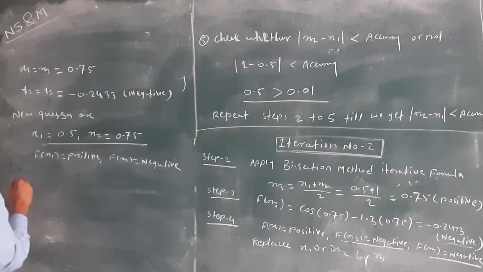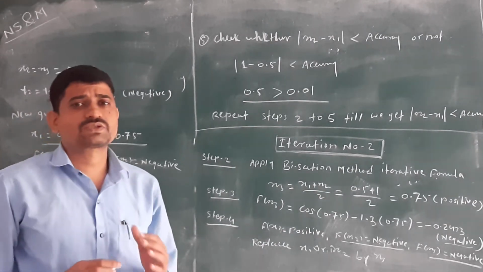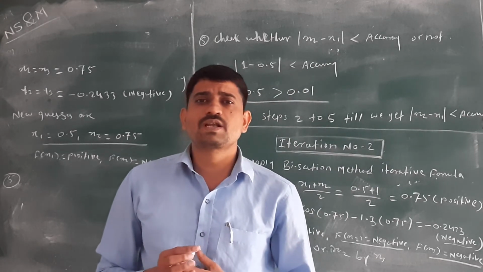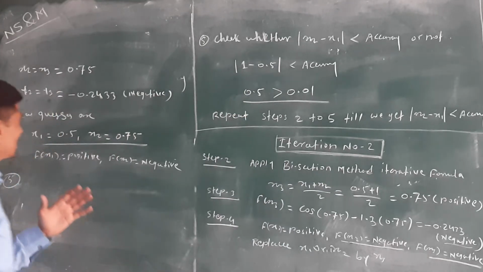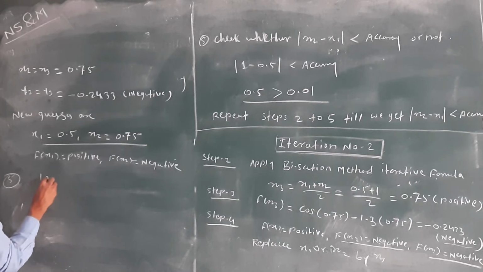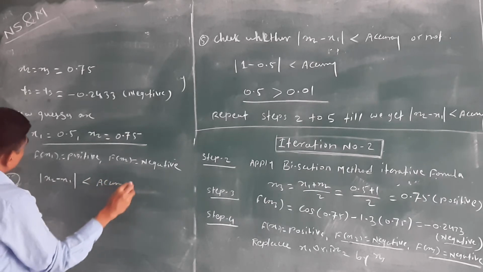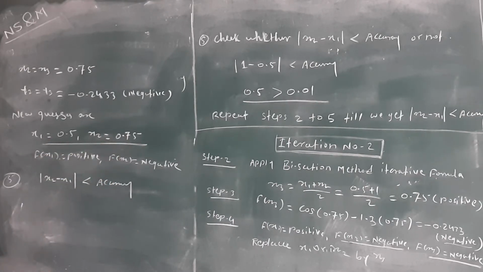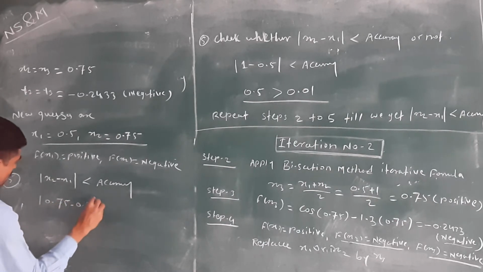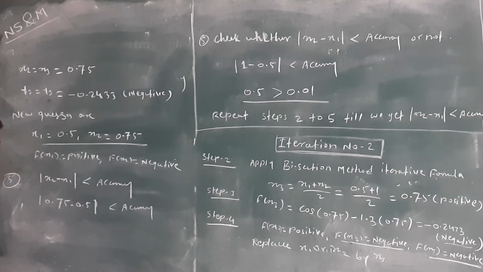And step number 5, you have to check whether mod of x2 minus x1 is less than accuracy. Whether this condition is satisfied or not. You have to check that. We have the new guesses 0.5 and 0.75. 0.75 minus 0.5, mod of this is less than accuracy or not.